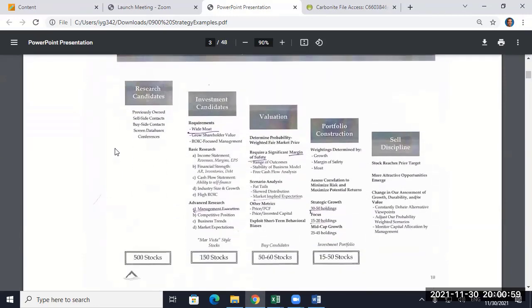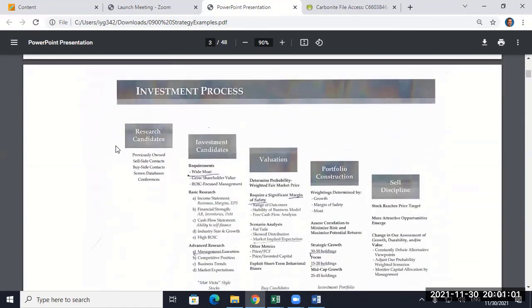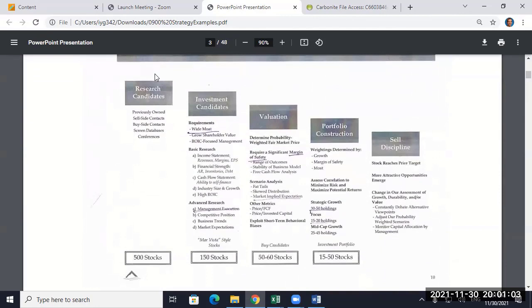So here's their process. We said philosophy first, then your process: research candidates, investment candidates, valuation, require significant margin of safety. So they're a margin of safety. Who came up with the margin of safety? Y'all know that? We always say Warren Buffett, right? Wasn't Benjamin Graham the margin of safety person?